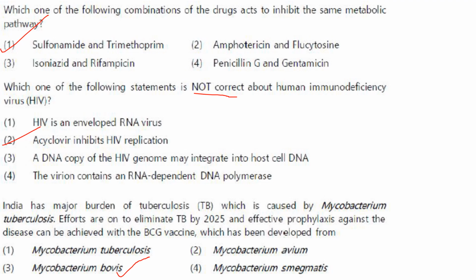Now, which of the following statements is not correct about human immunodeficiency virus? HIV is an enveloped RNA virus. That is correct. Acyclovir inhibits HIV replication. No. Acyclovir has been shown to inhibit HIV replication under in vitro conditions, but not in vivo because of certain factors like low potency, high toxicity, and development of resistance. As a result, acyclovir is not recommended for treatment of HIV infections.